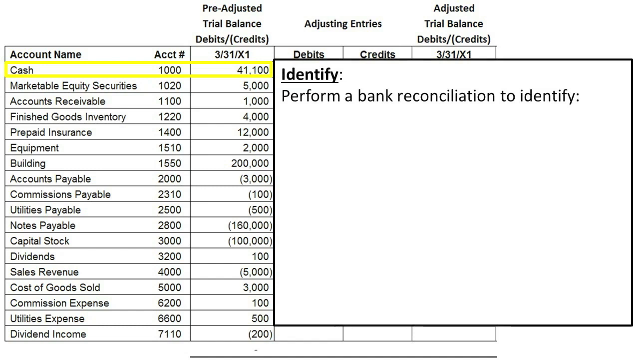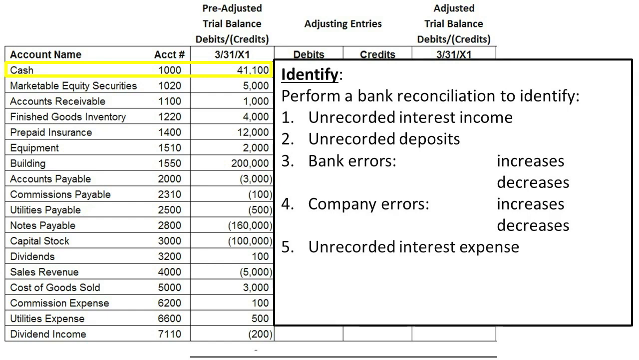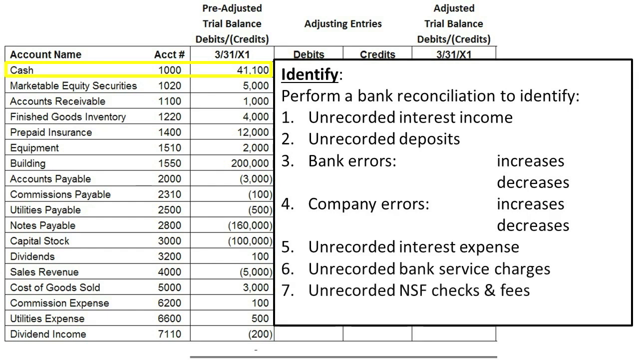By performing a bank reconciliation, you'll be able to identify unrecorded interest income, unrecorded deposits, bank errors which could increase or decrease the account balance, company errors that we've made on our own accounts that we need to adjust to increase or decrease our cash, unrecorded interest expense, unrecorded bank service charges, unrecorded NSF, that's non-sufficient funds, that's a bounced check, and fees, and unrecorded check printing fees. By going through the bank reconciliation, we could properly adjust the cash account, and some of these other accounts will also be adjusted because, as you recall, any journal entry will have a debit side and a credit side.